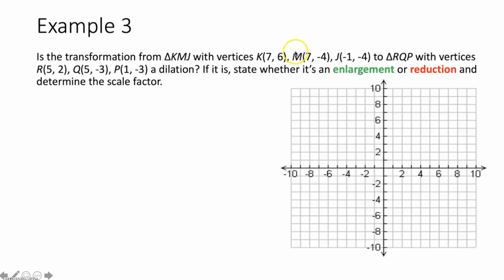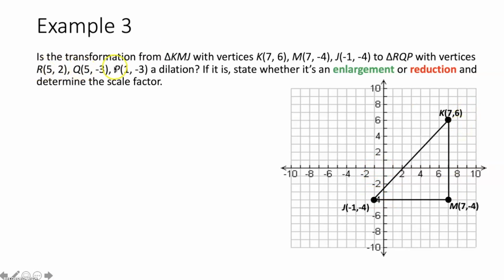So anytime you're given vertices, the first step should always be to graph those vertices. So point K is at 7, 6. We go over 7 on the x-axis, up 6 on the y-axis, put point K. Point M is at 7, -4. We go over 7 on the x-axis, down 4 on the y-axis, put point M. Point J is at -1, -4. So we go over -1 on the x-axis, down 4 on the y-axis, put point J. Those vertices create triangle KMJ.